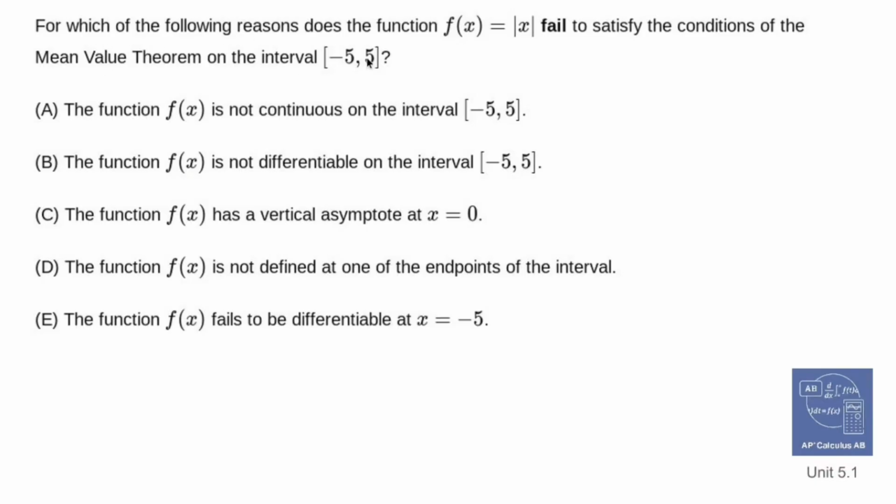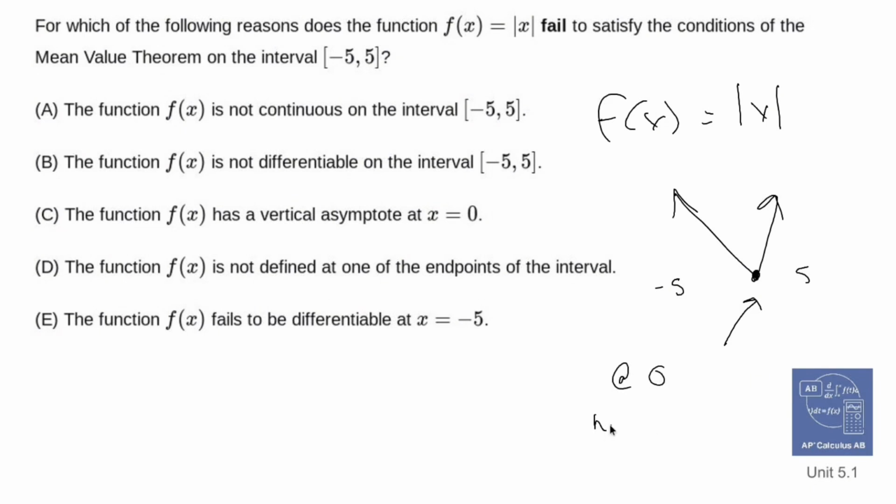For which of the following reasons does the function f of x equals the absolute value of x fail to satisfy the conditions of the mean value theorem on interval -5, 5? Well, f of x equals the absolute value of x looks like this. And it just so happens that there is a nice sharp corner right there at 0, which means it is not differentiable there. In order for the mean value theorem to work, it has to be continuous and also differentiable, and it's not differentiable at 0.